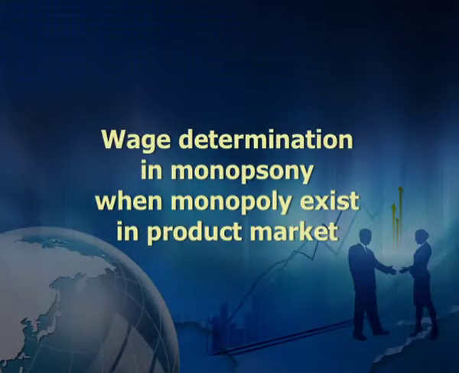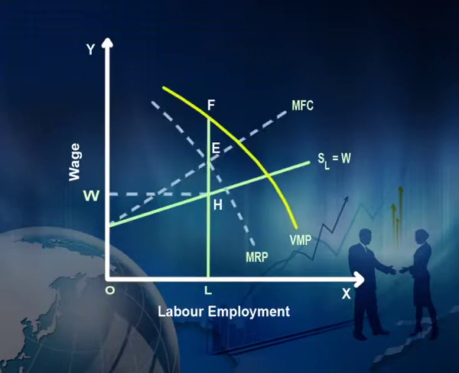Now, let us discuss wage determination in monopsony when monopoly exists in product market. When there is monopoly in product market, the marginal revenue product, that is MRP curve, will differ from the value of marginal product, that is VMP curve. Also, the MRP curve will lie below the VMP curve as marginal revenue is less than average revenue in case of monopoly in product market.